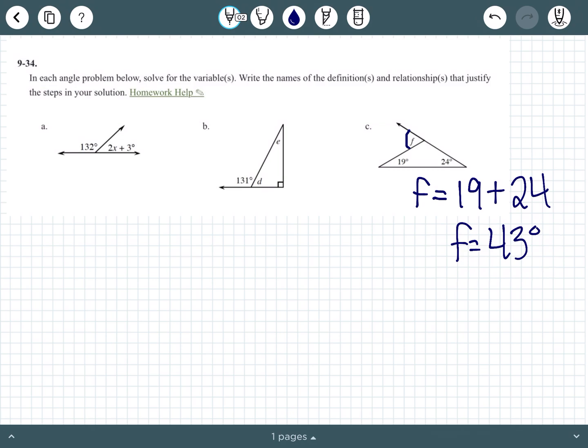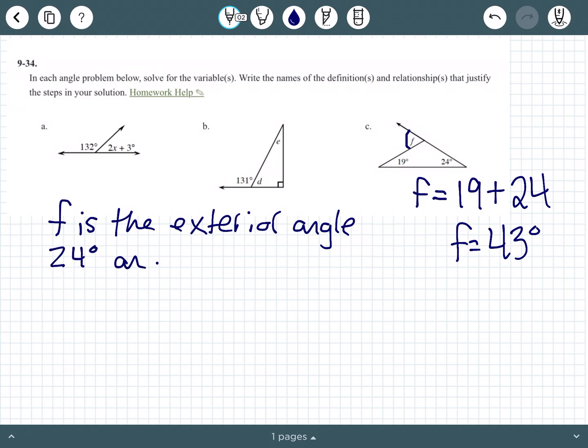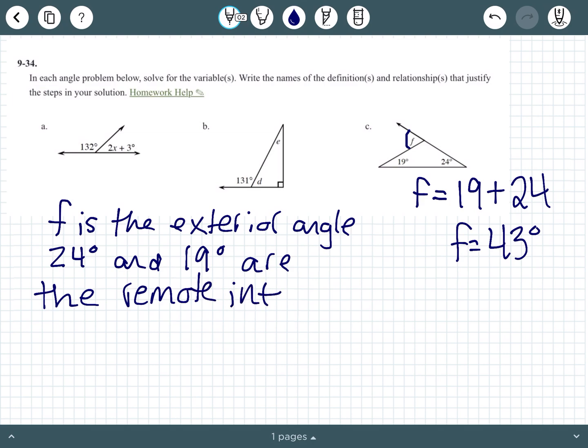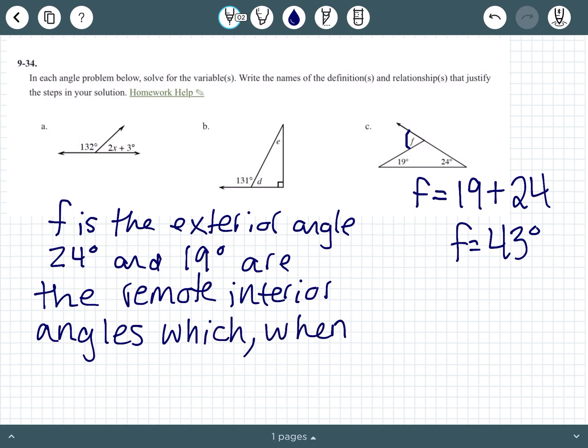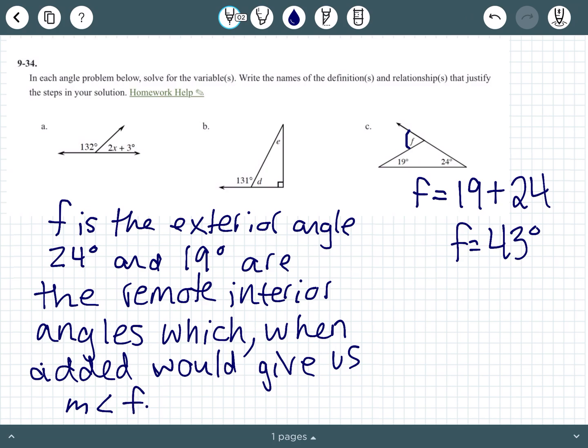Now we need to do that explanation as well. So we're going to say F is the exterior angle. 24 degrees and 19 degrees are the remote interior angles, which, when added, would give us the measure of F. Or we could say the measure of angle F. All right, and that's all for 934.